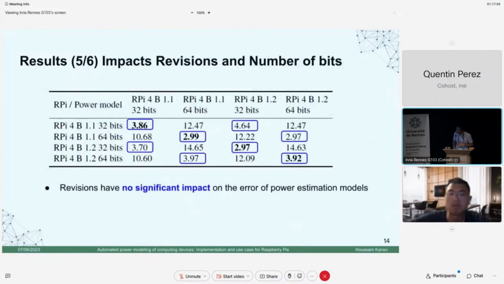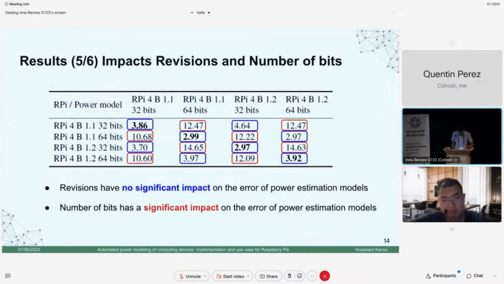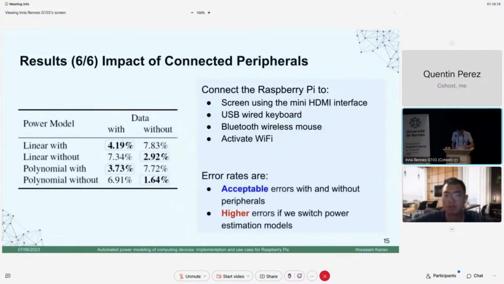We have also tested the impact of revisions. The impact of revisions between Raspberries was not significant. However, the number of bits had a lot of impact. If we use a Raspberry Pi with 64 bits, a model generated for this Raspberry Pi on a Raspberry Pi with 32 bits is going to give erroneous results. We have also tested connecting peripherals. We connected a USB wired keyboard, activated the Wi-Fi and the Bluetooth, and we found that the model we generated was still acceptable. However, the error gets higher if we use a model that was generated for a Raspberry without these peripherals on a Raspberry with these peripherals.